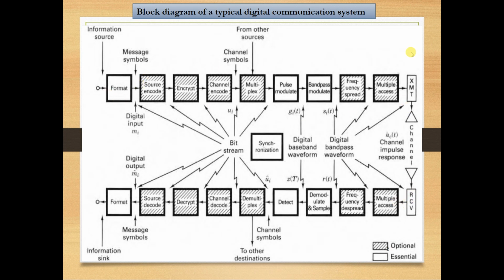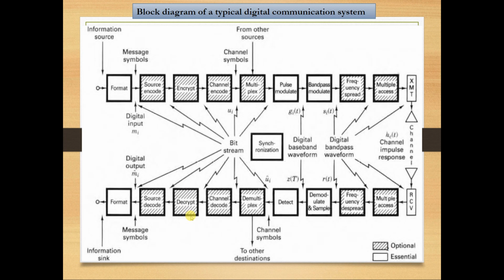And then after that, whatever you did at the transmitter side, you just reverse it. You do the things in reverse. If you have multiple access, you have also here multiple access to distribute the data to different users. If you have frequency spread here, you have frequency despread. If you have modulation here, you have demodulation here. If you have pulse modulation here, you have to detect the pulse here. If you have a multiplexer, a demultiplexer.